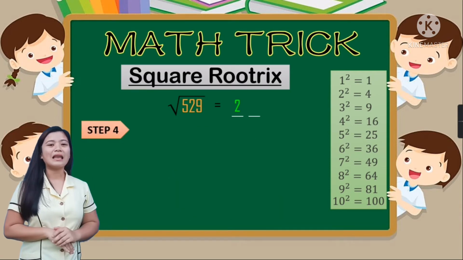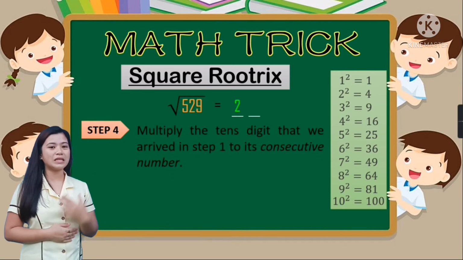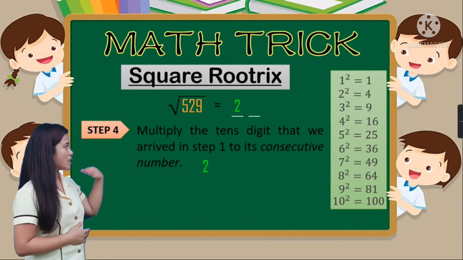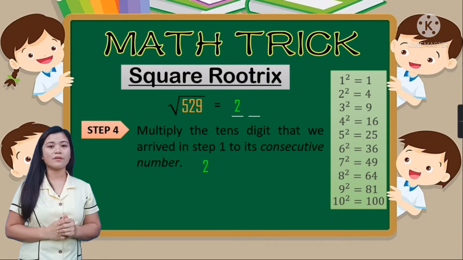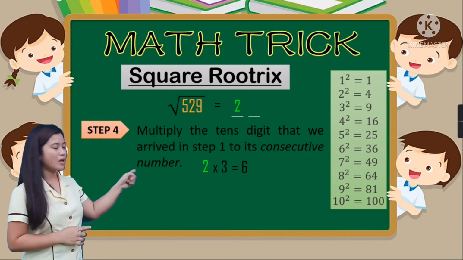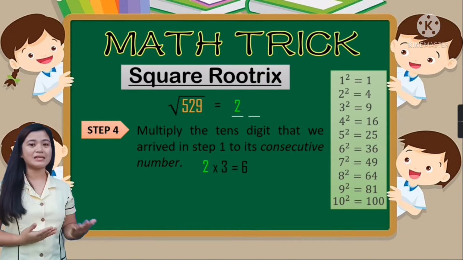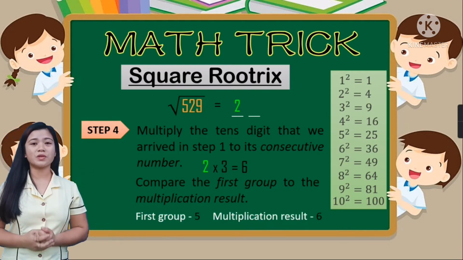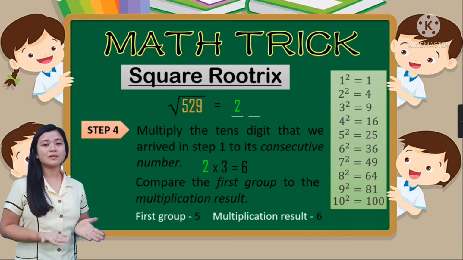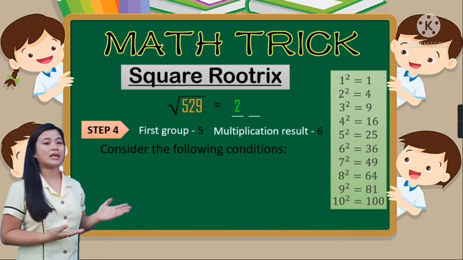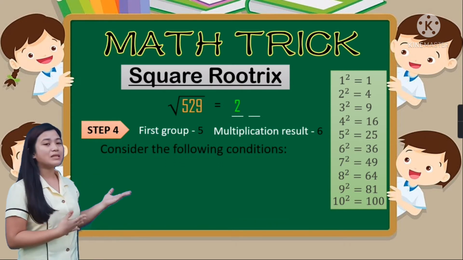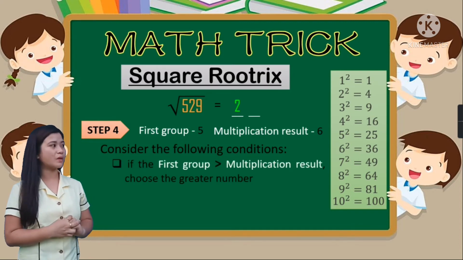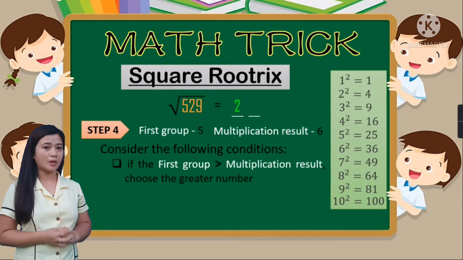Step 4. Let us multiply the first digit that we arrived at in step 2, which is 2, to its consecutive number, which is 3. 2 times 3 equals 6. In this case, let us compare the first group, which is 5, to the multiplication result, which is 6. Let's consider the following conditions in identifying the ones place digit. First, if the first group is greater, then we will choose the greater number.